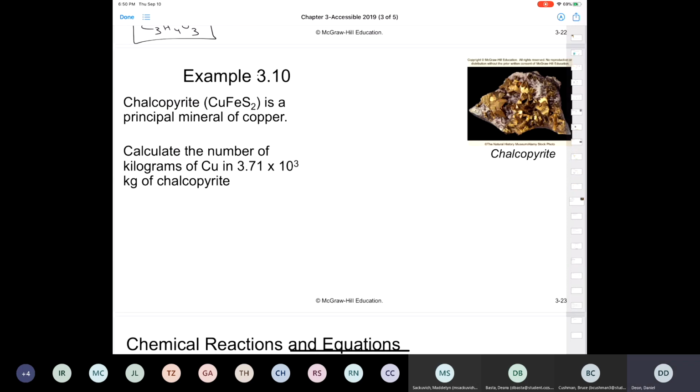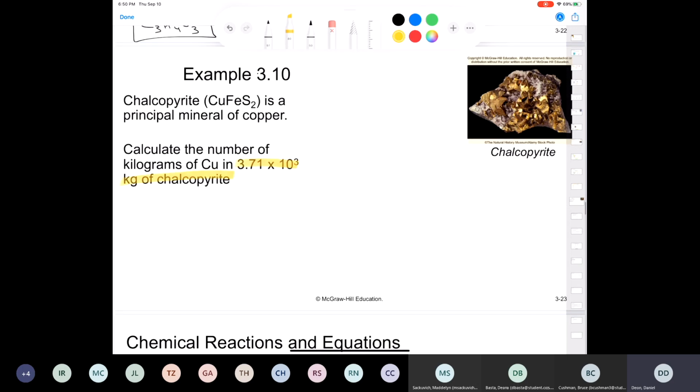Find the mass of copper. Yeah, you definitely need the mass of copper, Madeline. Couldn't agree more. Because what you're going to do is multiply this mass of the mineral, right? All you have to do in this problem is nothing more than multiply the percent composition of copper by this mass and you're done. That's all you're doing, right?